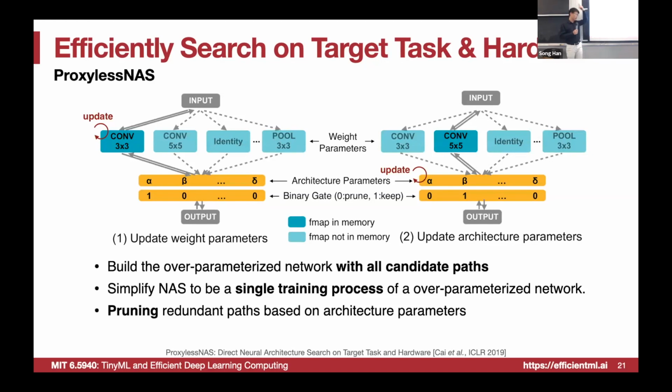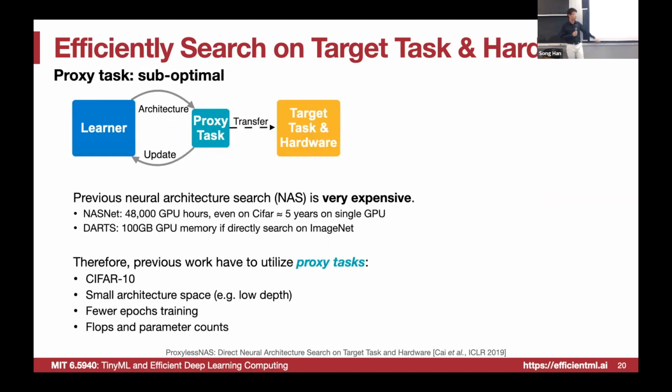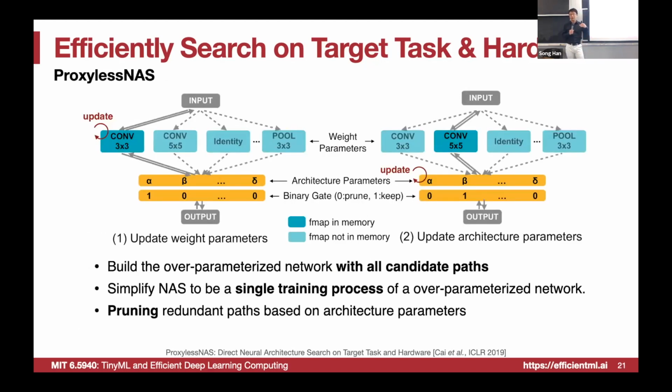So here, we propose a technique called ProxylessNAS. Rather than relying on proxy tasks, a small data set as a proxy, a small architecture search as a proxy, fewer number of epochs as a proxy, or FLOPs and parameters as a proxy, now we want to truly train it on ImageNet, unlock all the layers, directly search them, and also use the latency rather than the FLOPs as the feedback. How do we achieve that?